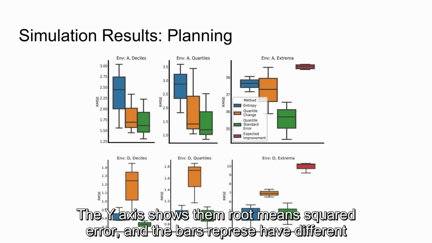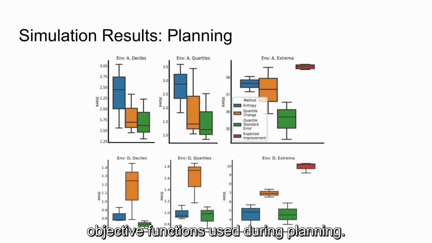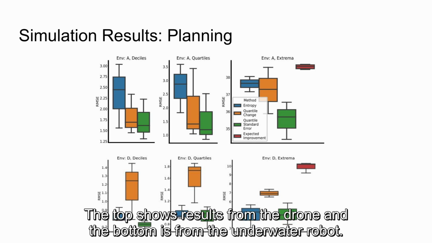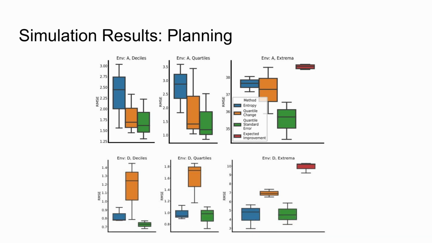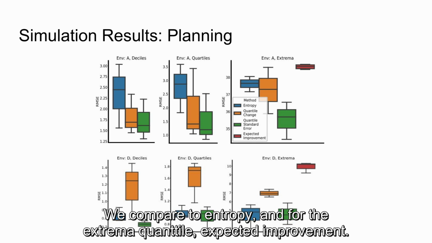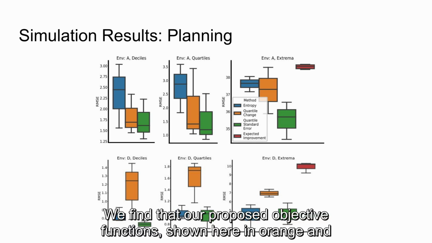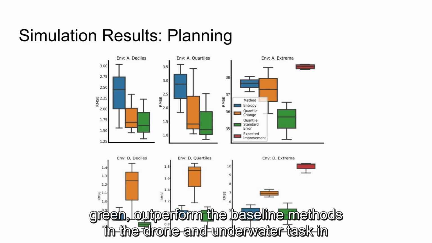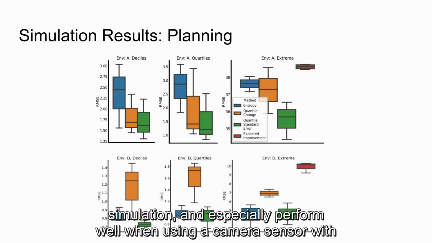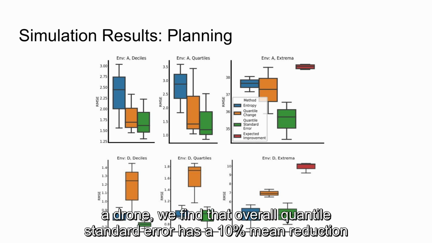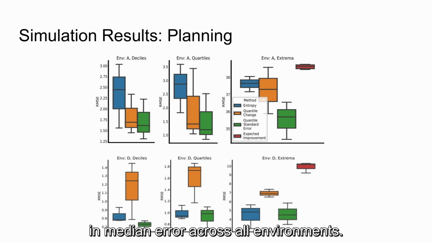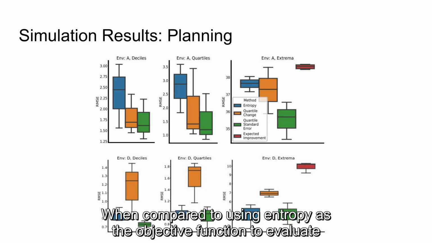Here, lower is better. The y-axis shows the root mean squared error, and the bars represent different objective functions used during planning. The top shows results from the drone, and the bottom is from the underwater robot. We compared entropy and, for the extrema quantiles, expected improvement. We find that our proposed objective functions, shown here in orange and green, outperform the baseline methods in the drone and underwater tasks in simulation, and especially perform well when using a camera sensor with the drone. We find that overall, quantile standard error has a 10% mean reduction in median error across all environments when compared to using entropy as the objective function.